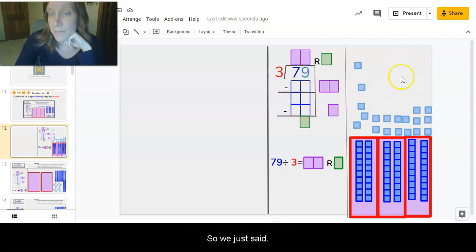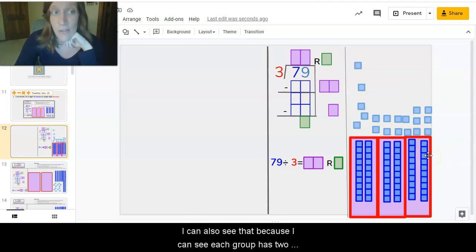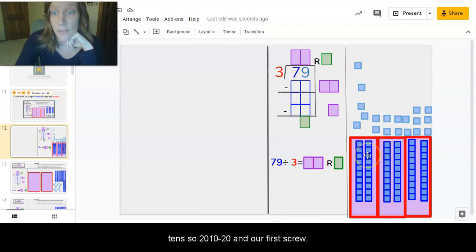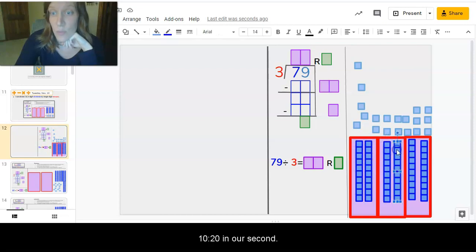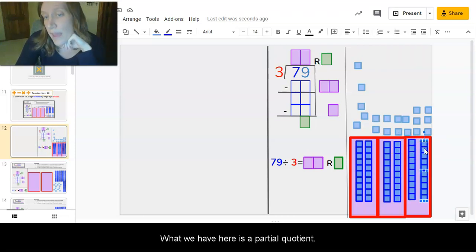So we just said this was 60, right? 10, 20, 30, 40, 50, 60. I could also see that because I can see each group has 2 10s, so 20. 10, 20 in our first group, 10, 20 in our second, 10, 20 in our third. So what we have here is a partial quotient.